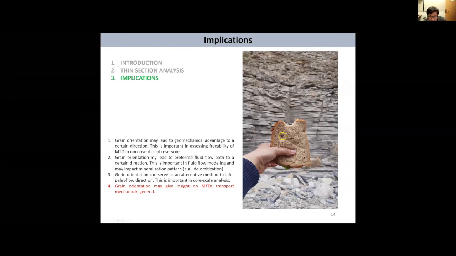So yeah, look at that loaf-shaped hole on my sandwich. Yeah, okay, I'm done, a little ahead of time.